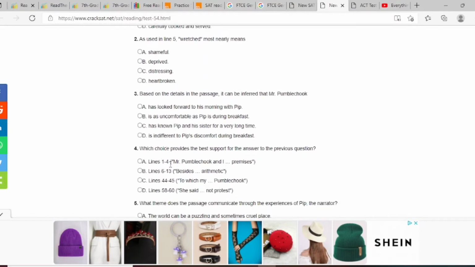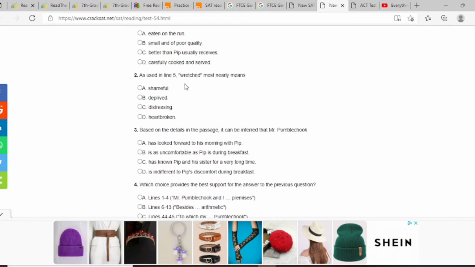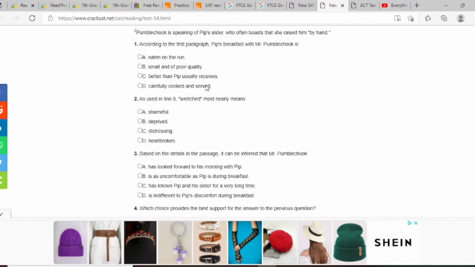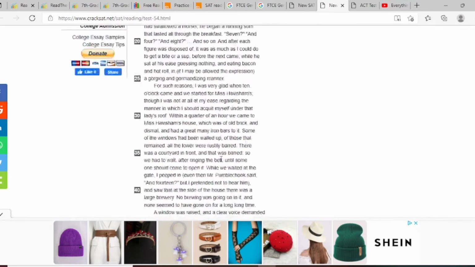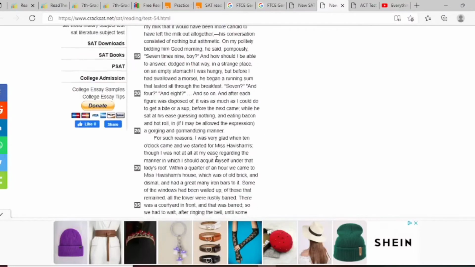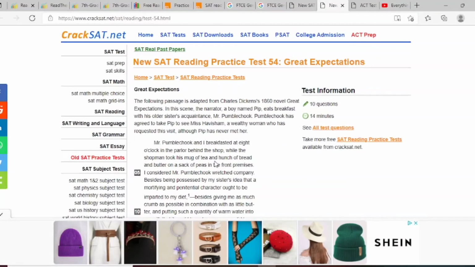However, these are helpful as well because they help you to identify evidence. So for example, it says based on the details in the passage, it can be inferred that Mr. Pumblechook, and so on. This could help you to pinpoint the evidence to find the answer to this question. But this is just for practice purposes. When you're practicing, you can leave this out because you're not going to get question stems like this on your exam. And the exam is not going to be as long as this. But as I said, it's good practice. So it's very good, in my opinion.